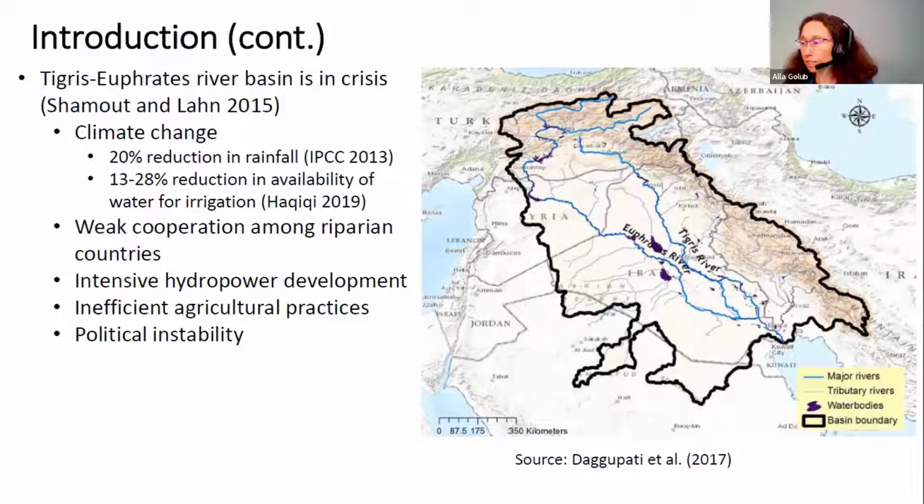Ongoing construction of dams and hydropower plants and the projected increase in water use by Turkey are major concerns in downstream countries, particularly in Iraq and Syria. At the same time, by mid-century, climate change may result in a 20% reduction in rainfall over the river basin, and the availability of water for irrigation may decline by between 13 and 28%.